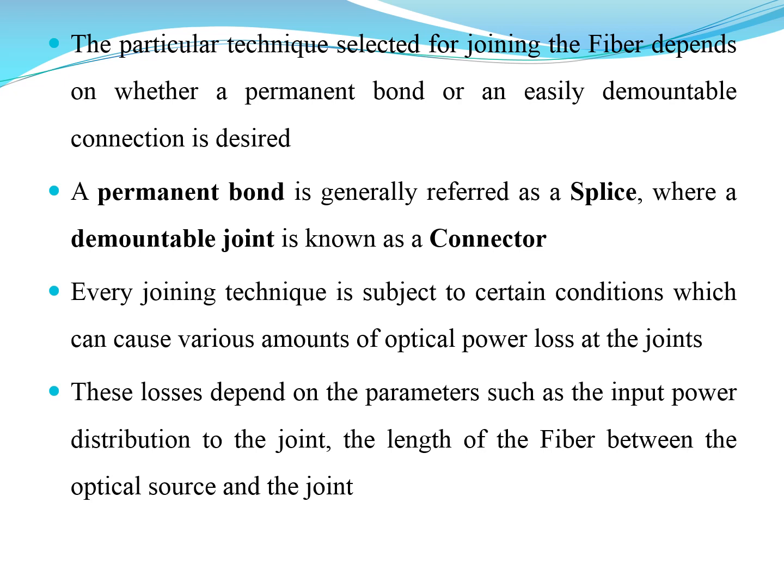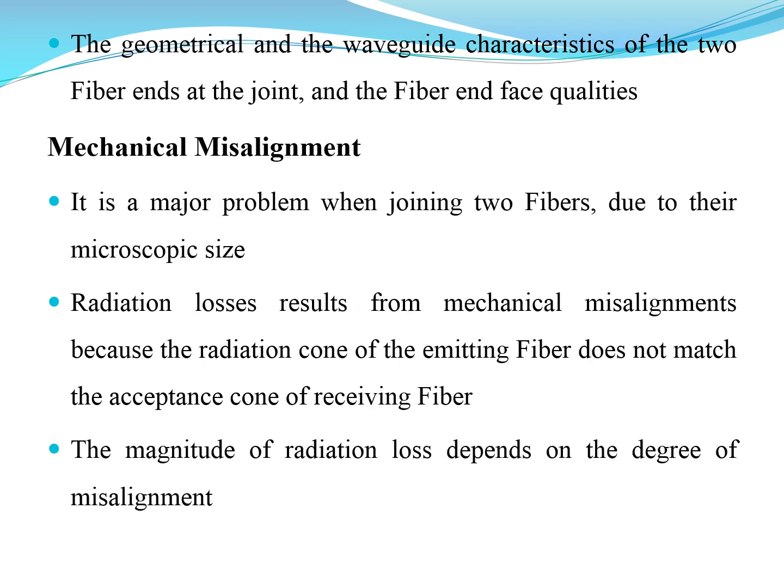So this is very important. These losses depend on parameters such as input power distribution, the length of the fiber between the optical source and the joints, the geometrical and waveguide characteristics of the two fiber ends at the joint, and the fiber end face qualities, which are to be considered when we try to join the fibers. Not only loss and distortion, but we also consider the geometrical characteristics of the fiber ends which are used whenever we join them, and the fiber end face quality.